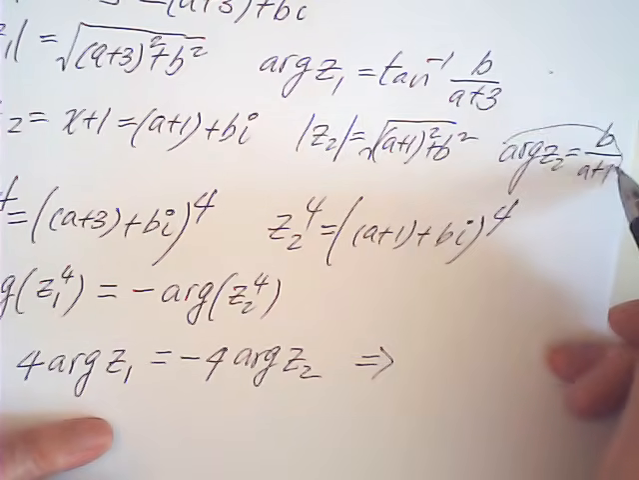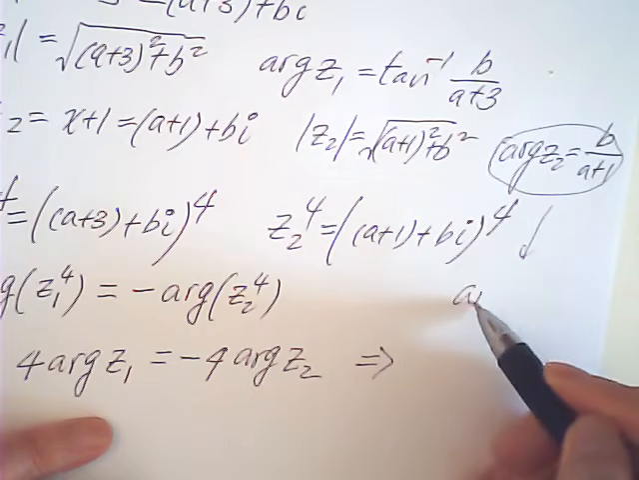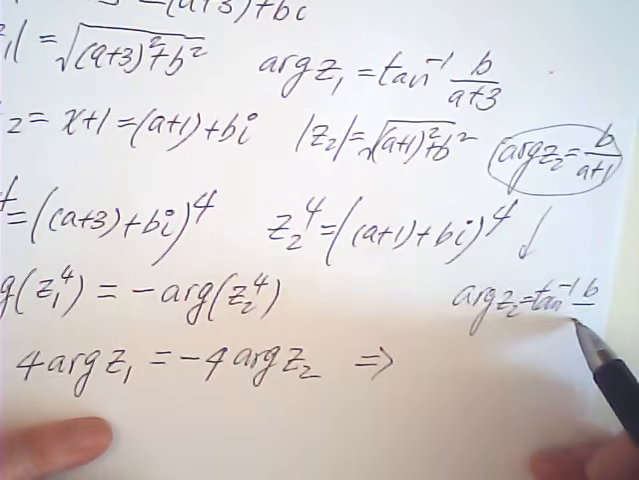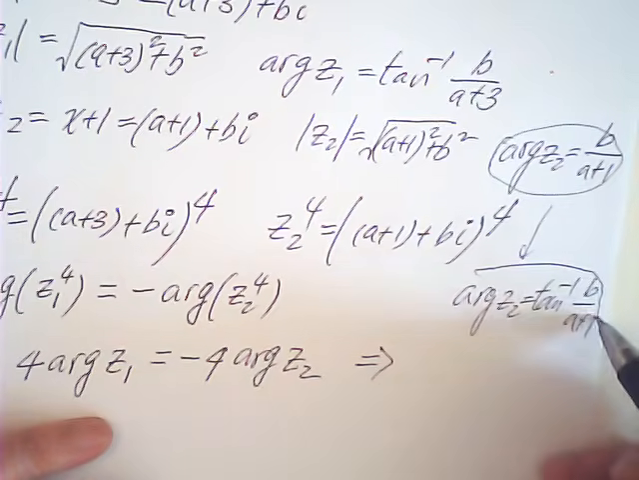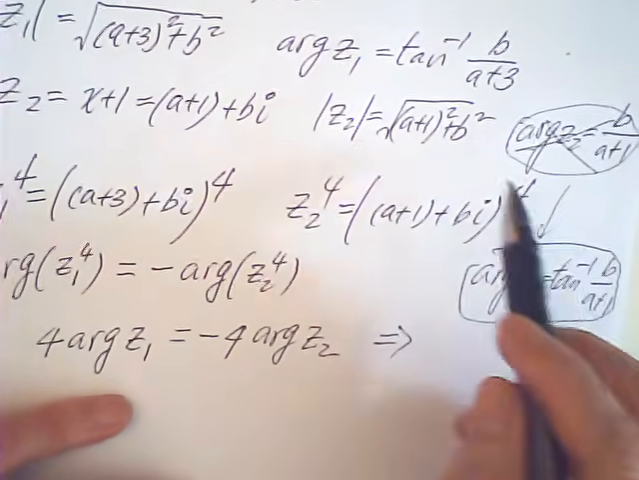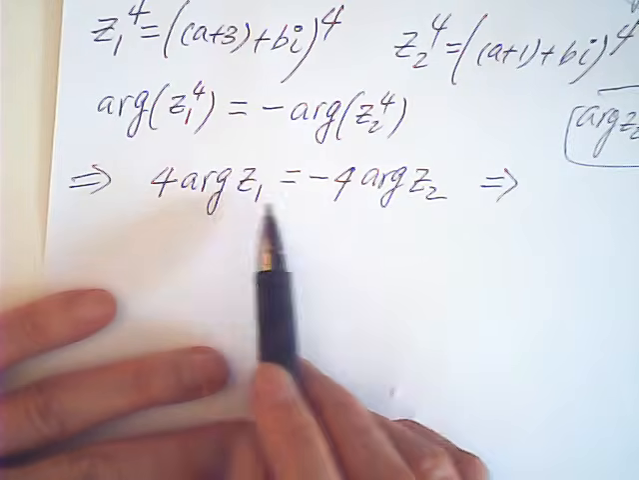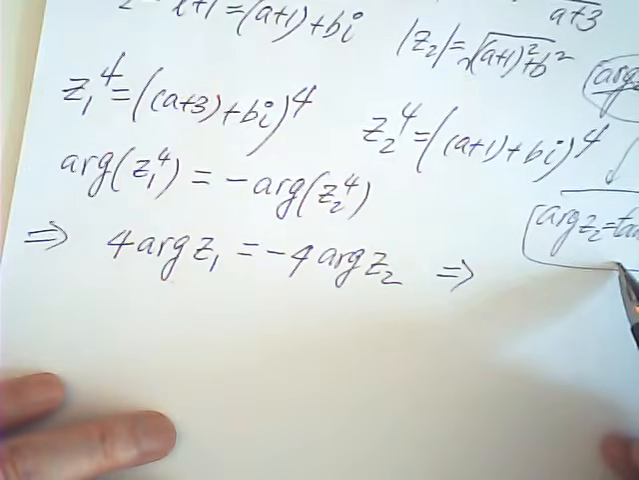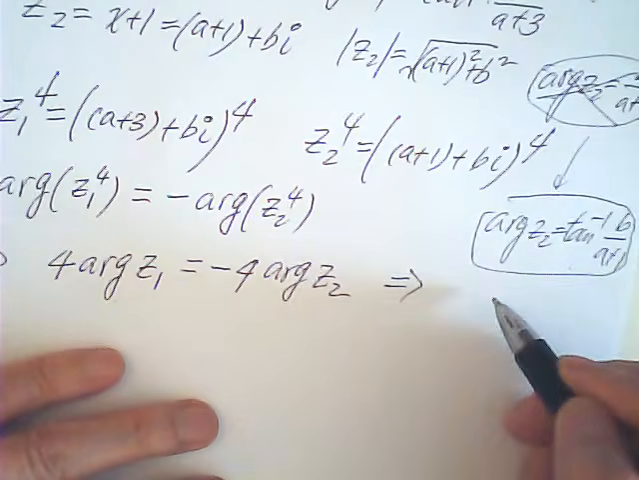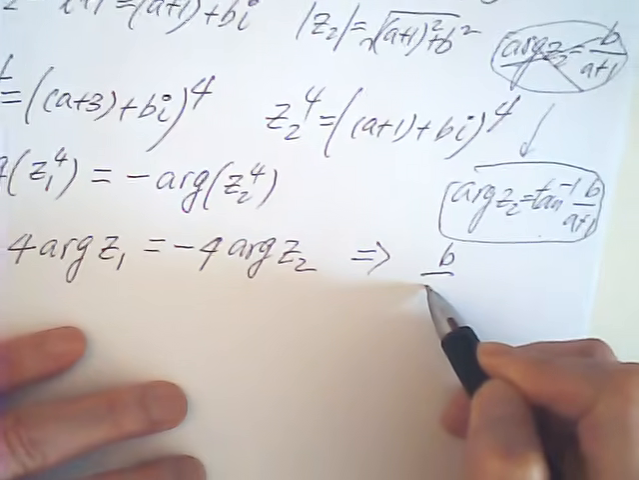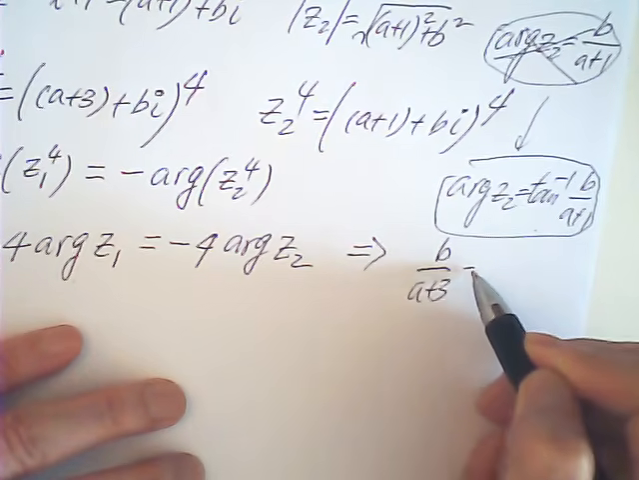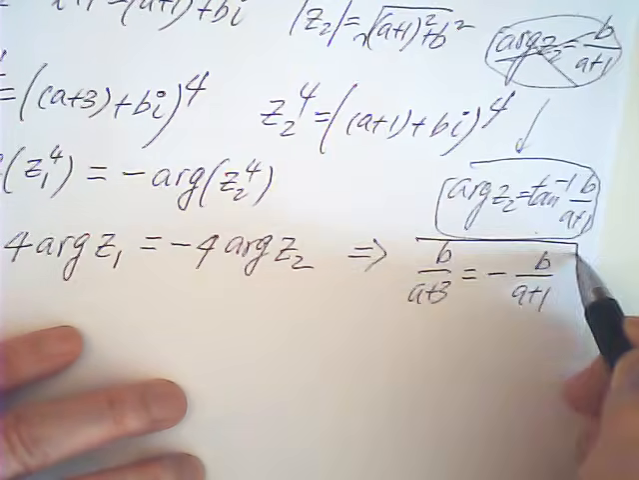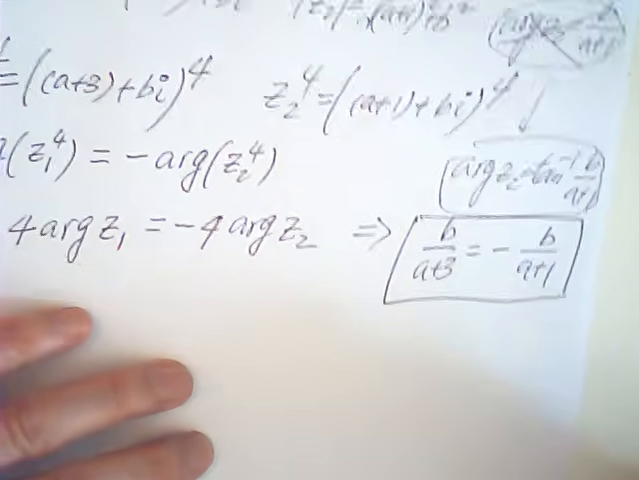Now, I missed writing this one, sorry for that. This is arctangent b over a plus 1. Well, this is this, not this. So they must be negatives of each other, right? So this one equals the negative of that. Therefore, b over a plus 3 is equal to negative b over a plus 1. That is what I want to conclude.